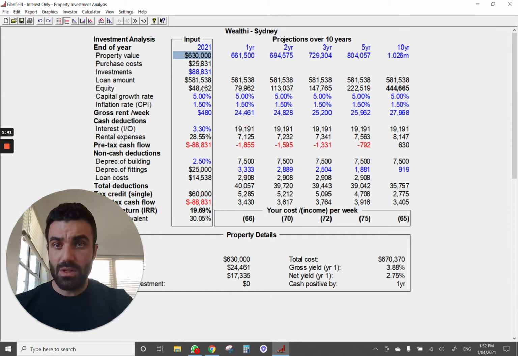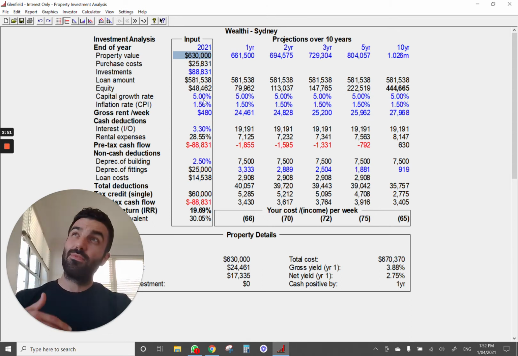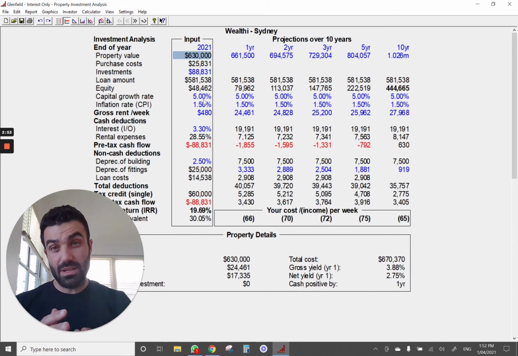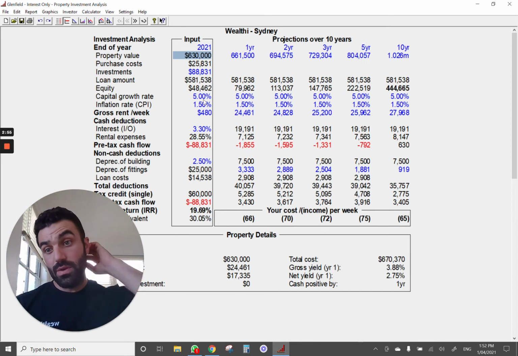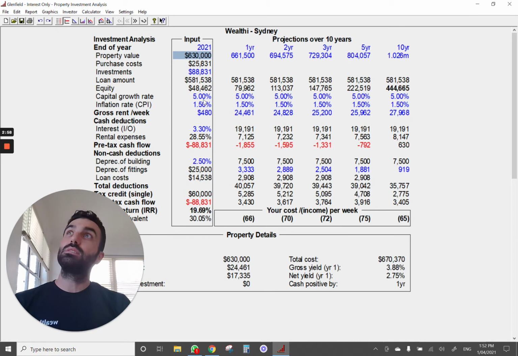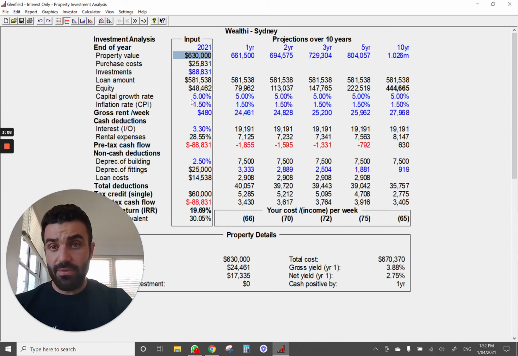Now, as we go down the line, I put a capital growth rate of 5%. The long-term average in Sydney is, for units, about 5 to 6, 7% at the top end. It's been annualized over the past 35 years. For houses, it's about 6 to 8%. So what we've done is gone quite conservative, and we've made it 5%. Now that 5% impacts the property price over time. As you can see, over 10 years, it's projected to be worth $1 million.